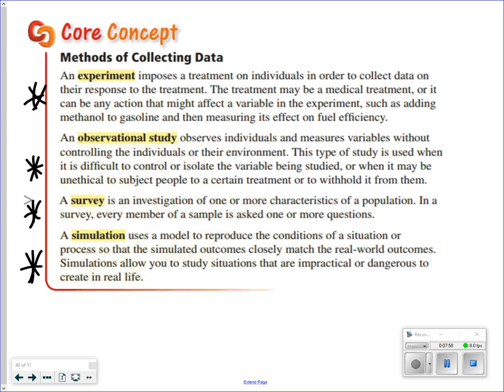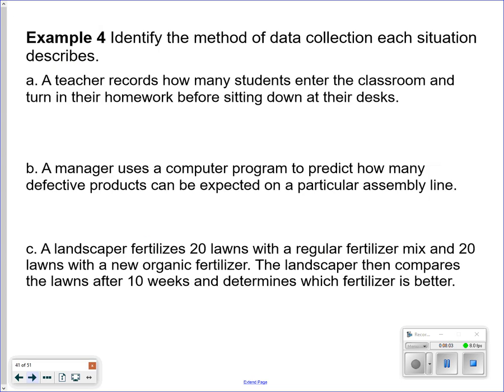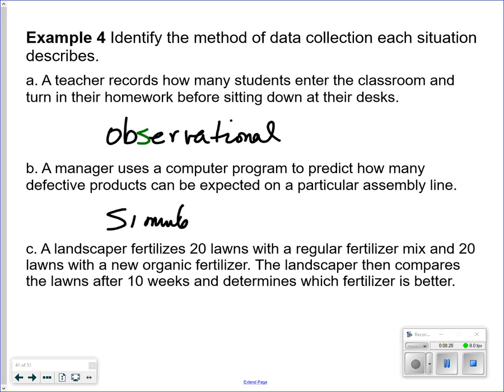So here we go. I'm going to give you some scenarios and I want to know which one of these types of data collection. A teacher records how many students enter the classroom and turn in their homework before sitting down at their desk. Since they're not imposing anything, this would be considered an observational data collection. A manager uses a computer program to predict how many defective products can be expected on a particular assembly line. So now you're talking about a simulation, because you're simulating what is happening on a particular assembly line.